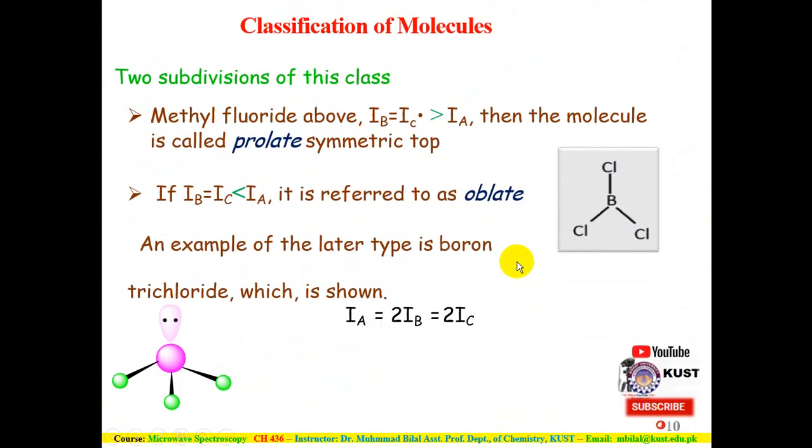Now this is further classified. Those molecules in which the moment of inertia of Ib, Ic is greater than Ia we will call prolate symmetric top molecules, and an example is methyl chloride, while those molecules in which the moment of inertia of Ia is greater than Ib and Ic, we will call oblate symmetric top molecules.